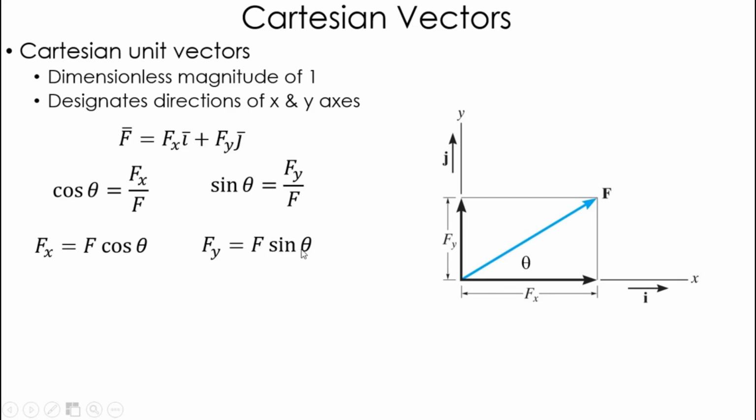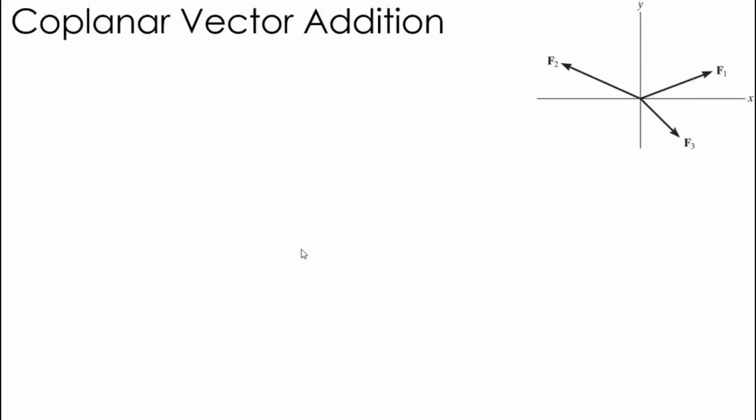And we will do this hundreds of times during the class. So you're really going to want to figure out how to do that, and we'll do it in class and figure it out from there. But that's how we represent a vector in Cartesian form. We break it into x and y components, or horizontal and vertical components, using i and j vectors and using trigonometry. Now, once we do that, we can talk about vector addition.